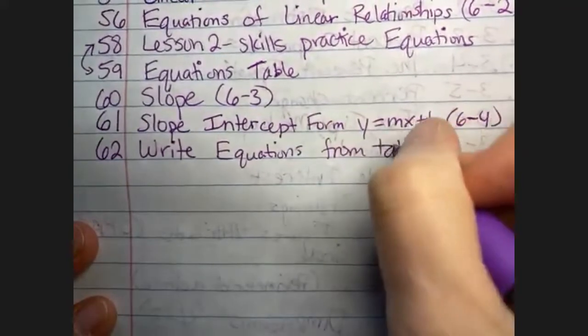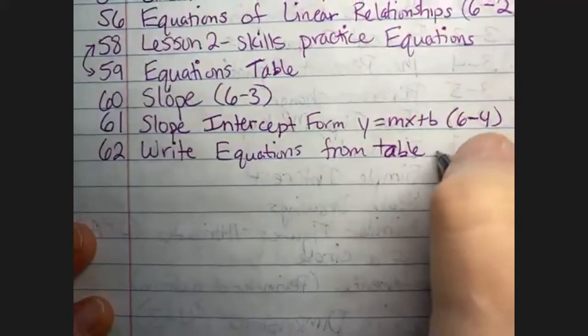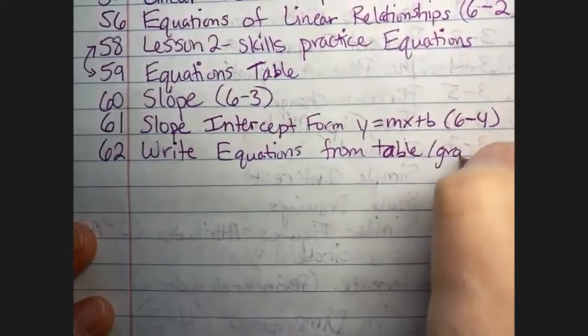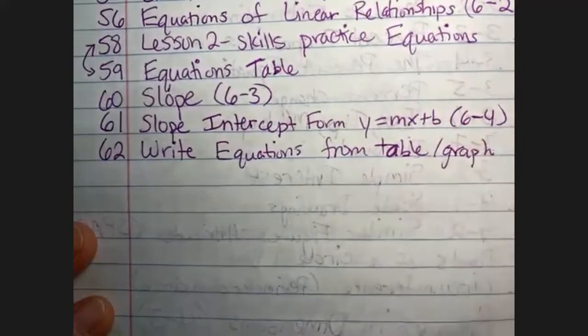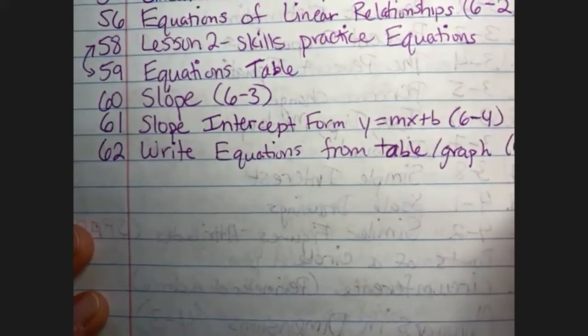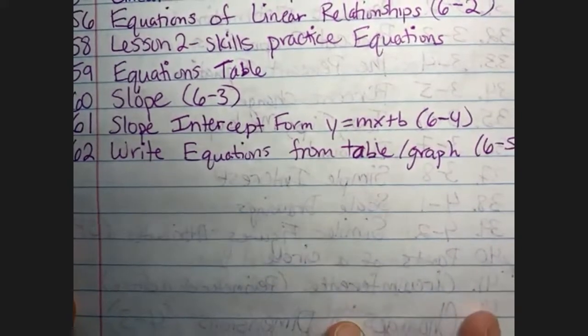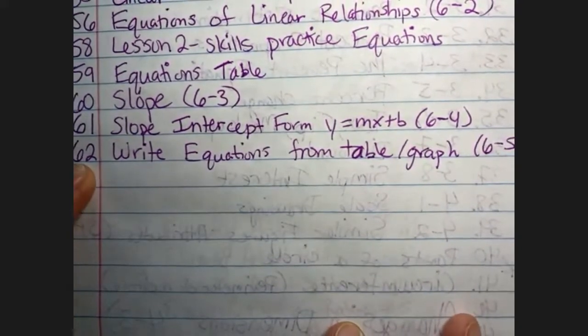Instead of taking the equation and then making the graph, you're going to take the table or the graph, and you're going to be writing the equation based on that information. And so that's what we're on right now. And this is lesson 6-5. So you should be putting this on page 62 and gluing it in when we're done.